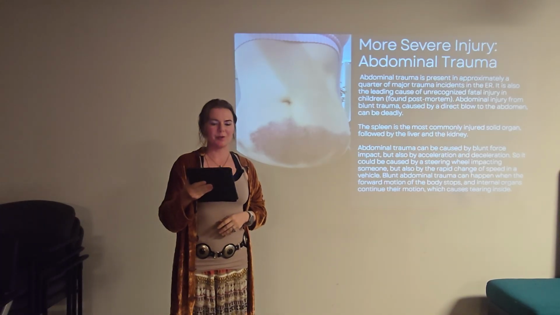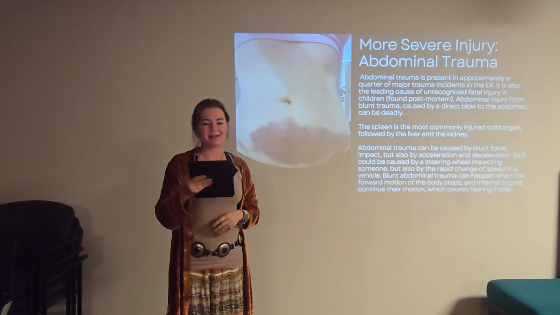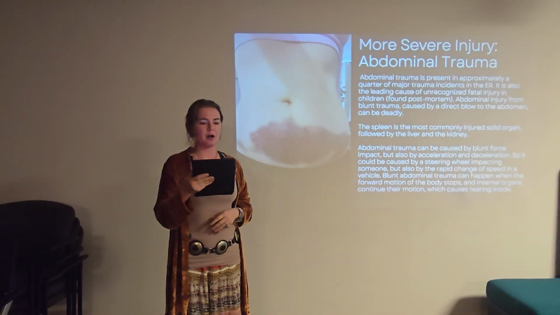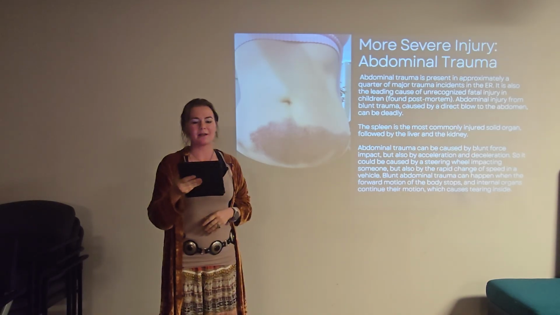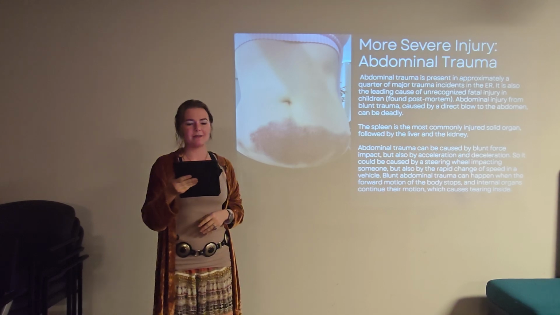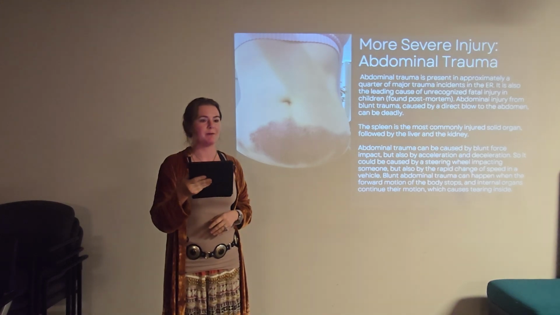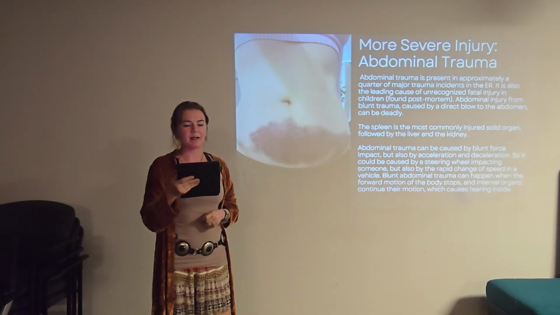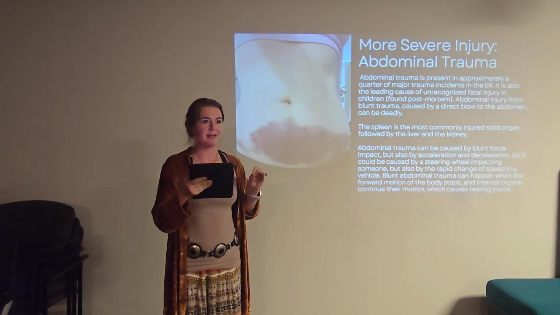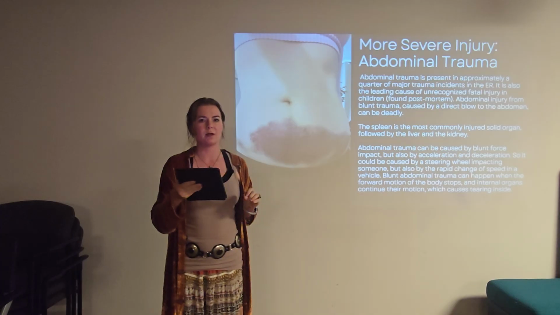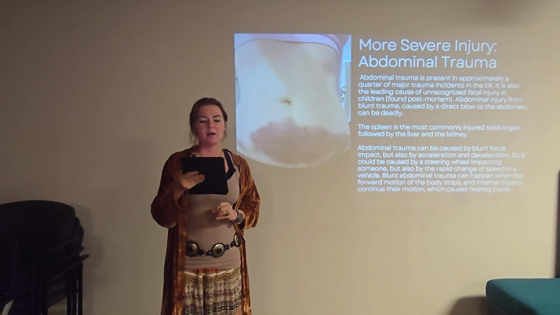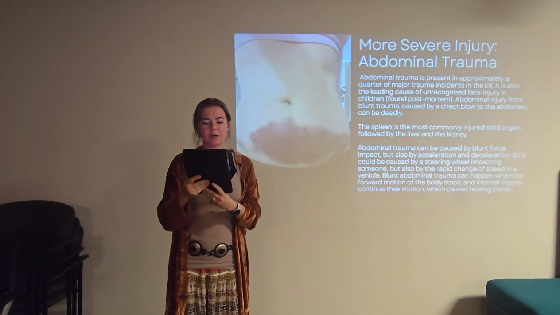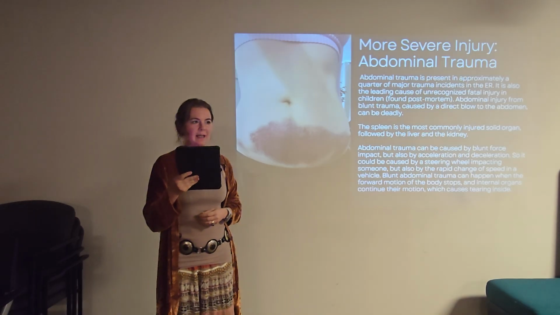Blunt force abdominal trauma. Abdominal trauma is present in approximately 1/4 of major trauma incidences in the ER. It is also the leading cause of unrecognized fatal injury in children, which means it was found post-mortem. Abdominal injury from blunt trauma caused by a direct blow to the abdomen can be deadly, and it often goes undernoticed. The spleen is the most commonly injured solid organ, followed by the liver and the kidney.